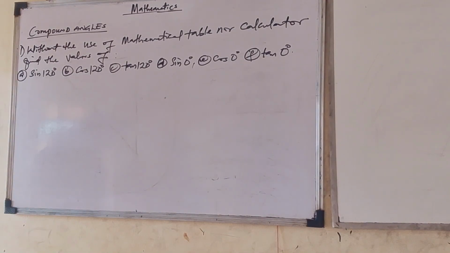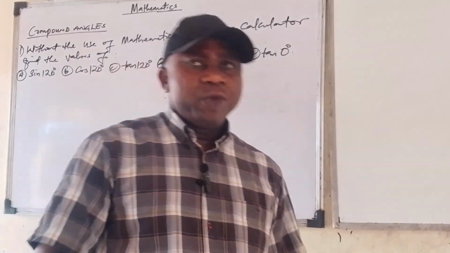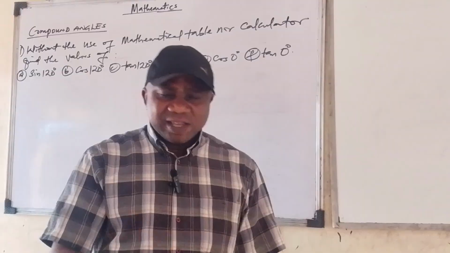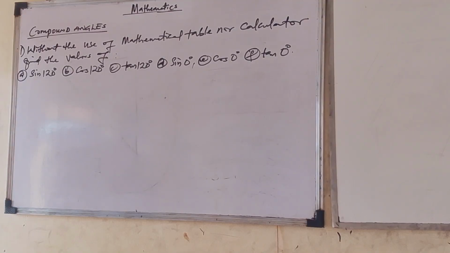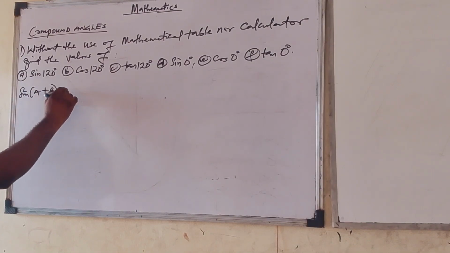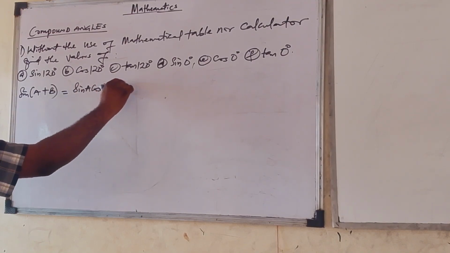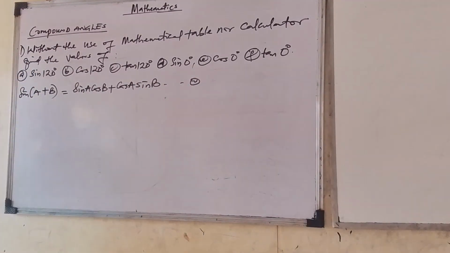Now remember, we have actually treated special angles where we calculated the values of sine 45, cos 45, tan 60, sine 60, and we got their values. So now in treating the special compound angles, we're going to be looking at sine A plus B. Now sine A plus B is sine A cos B plus cos A sine B. Let's call this number one.